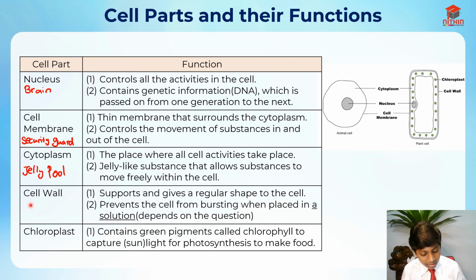This is from the plant. Okay, so these three parts are actually present in both plant and animal cells, but the cell wall and the chloroplast are not in it. The cell wall and the chloroplast are only for plant cells or the leaf cell. Okay, so cell wall, what do we call the cell wall? We call it the wall, right?